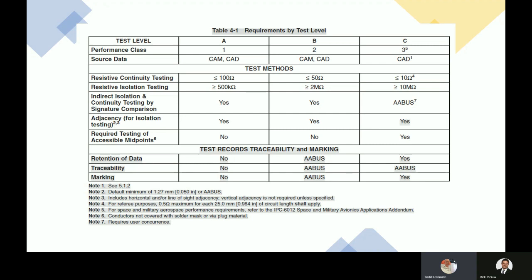There are some exceptions to the rule. There always are. You always need to consult your procurement document or your fab drawing or specification. And when in doubt, definitely go back to your customer, because these are the really high reliability products, and we want to make sure we test them specifically to what the engineer was intending. Do you have any further comments on that, Rick?